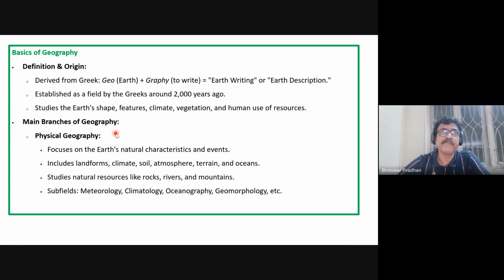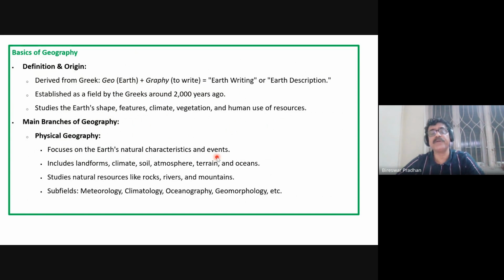Main branches of geography. Physical geography focuses on the earth's natural characteristics and events. It includes landforms, climates, different types of soils, atmosphere, terrain, and oceans. It studies natural resources like rocks, rivers, and mountains. The subfields are meteorology, climatology, oceanography, and geomorphology. They are also researching why things happen, and statistics are also used for this purpose.